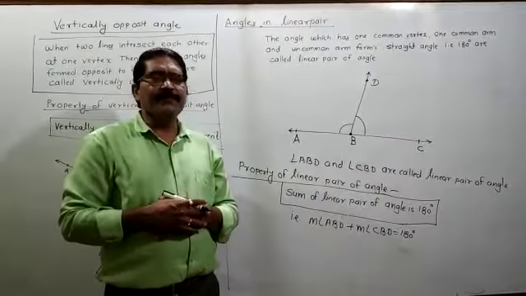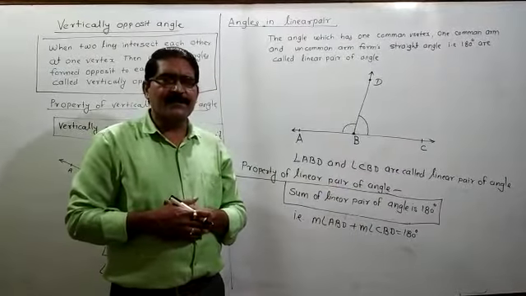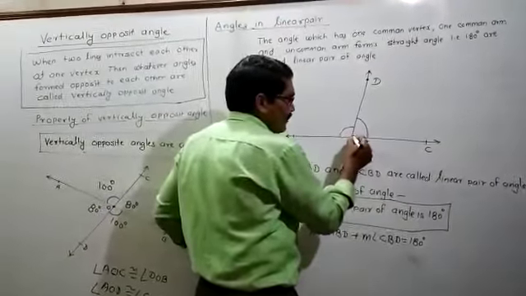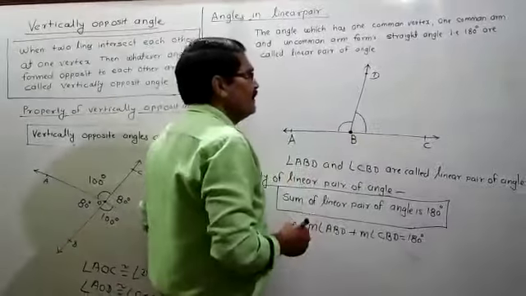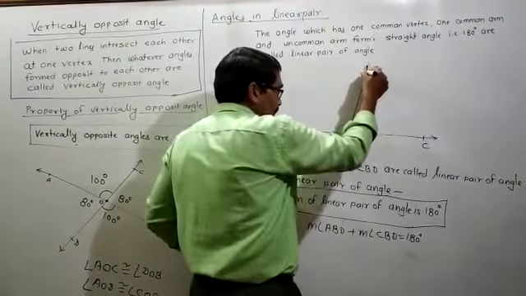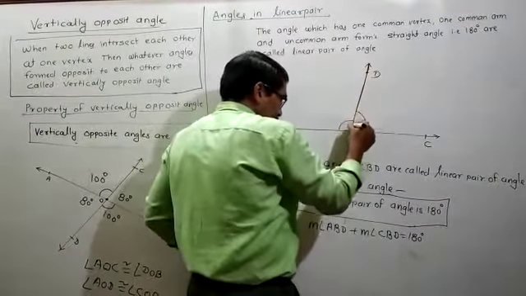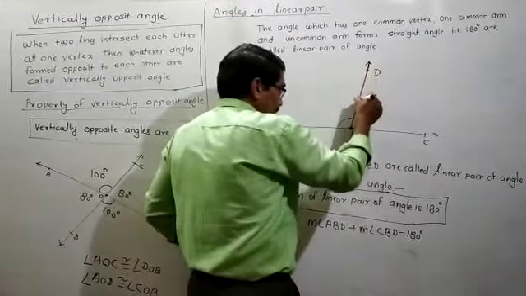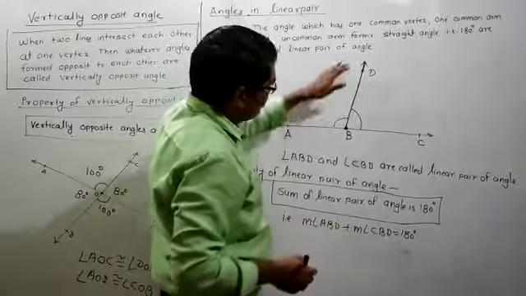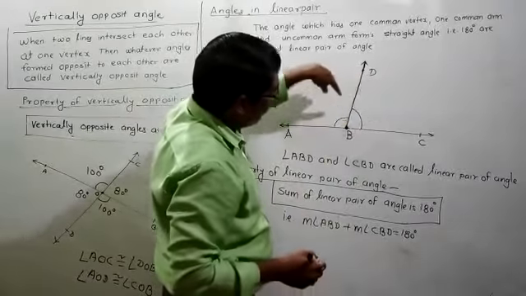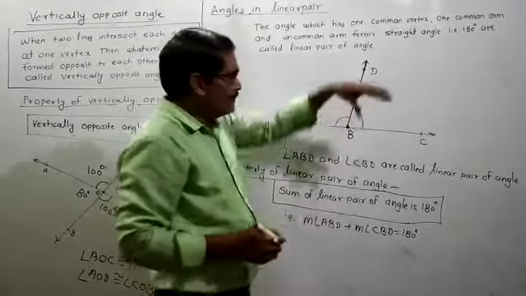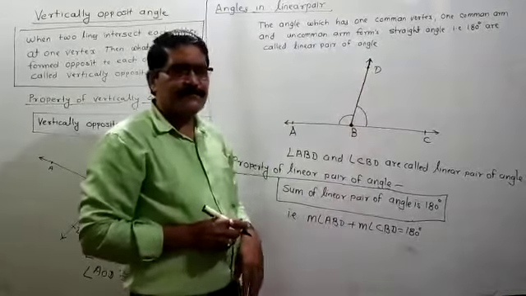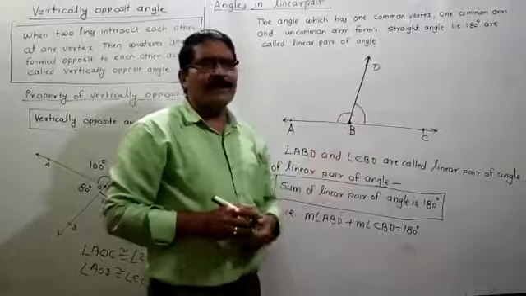And what is the meaning of linear pair of angles? That you have to try to understand. This linear pair of angles has one common vertex. This is the common vertex. And one common arm. This is the common arm of this angle and also of this angle. This is the common arm of both the angles. So one common vertex, one common arm.